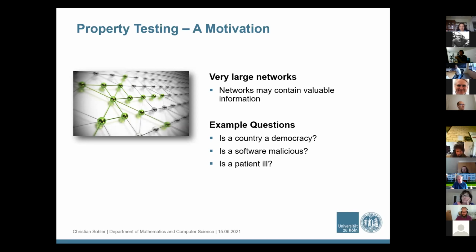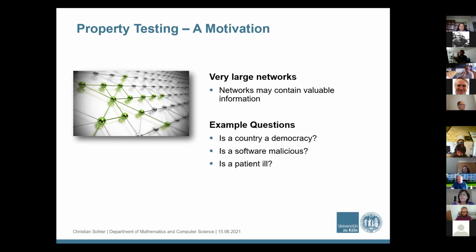Another potential application is to look at function calls in software, which is sometimes done to identify malicious software. There you also have graphs, and you want to understand the structure of the network to identify viruses and so on.